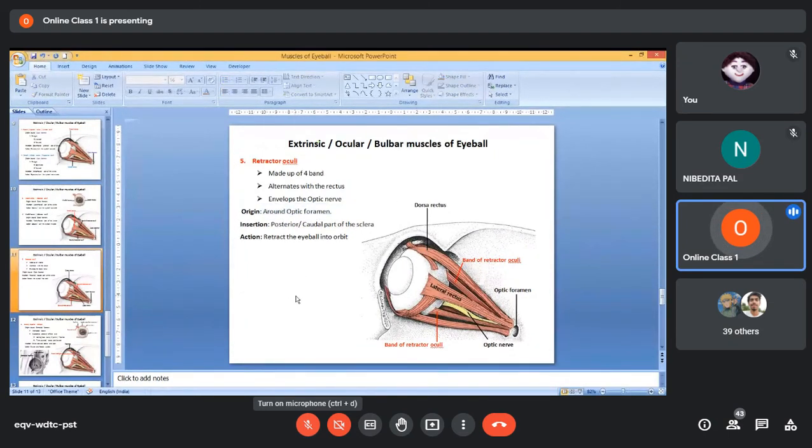So the 4 rectus muscles and the retractor muscle, 5 muscles will arise around the optic foramen. Whereas for insertion, if you see where it is inserted, it is on the posterior or caudal aspect of the sclera. This white structure is the sclera, so this is the posterior part of the sclera. Around the posterior part of the sclera, this muscle will insert. Okay, and the point of insertion, the aponeurotic part is not so large actually.